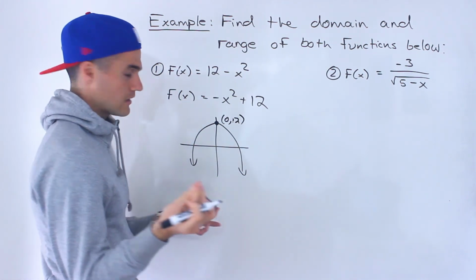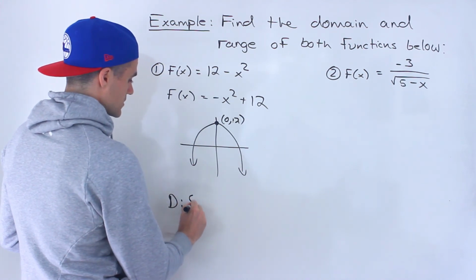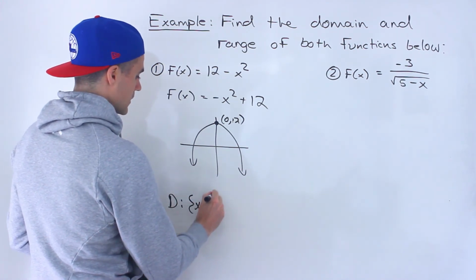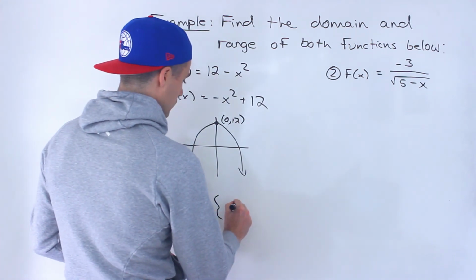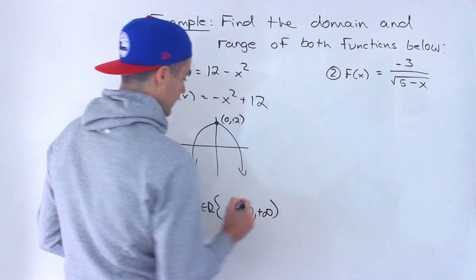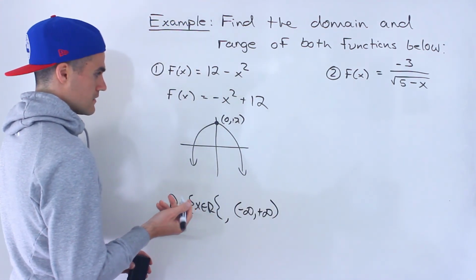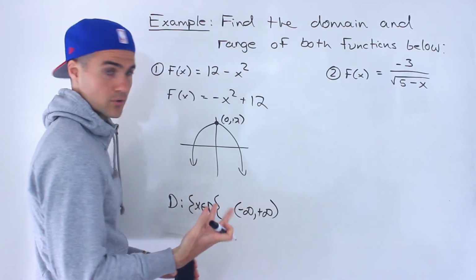The domain for a parabola is always x an element of real numbers. If you want to put this in interval notation, you could say from negative infinity to positive infinity. That's the domain, right? The x values can be any real number.